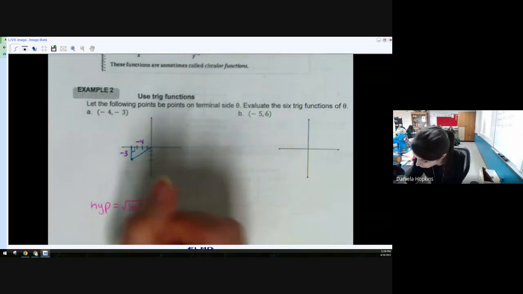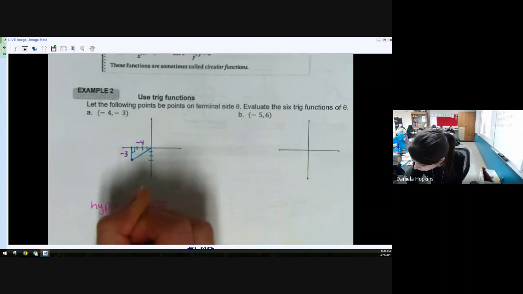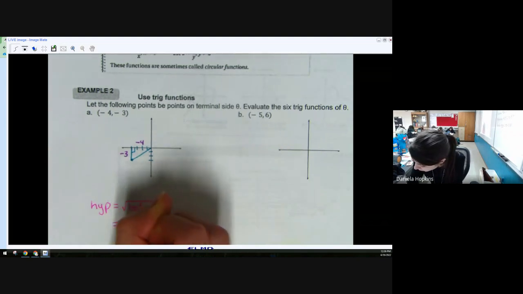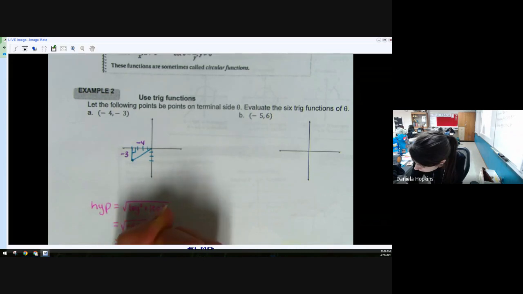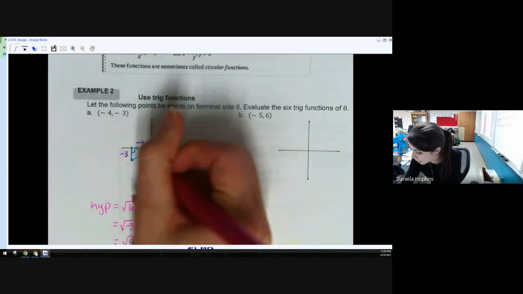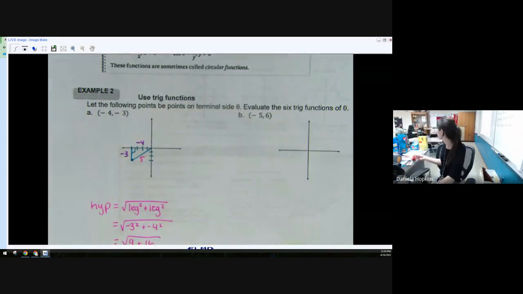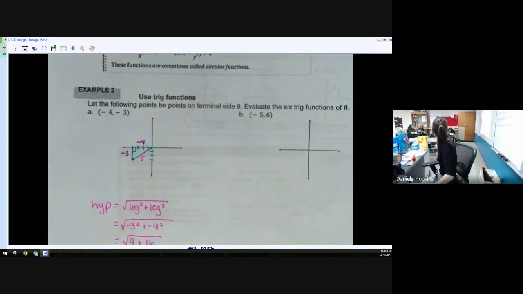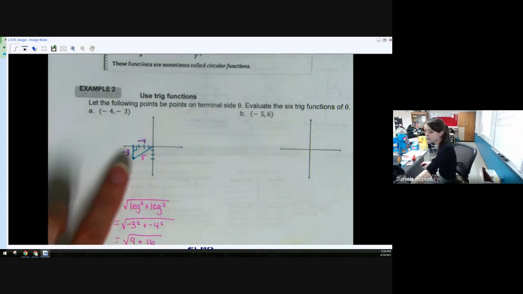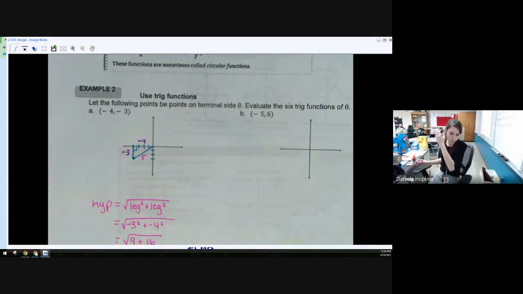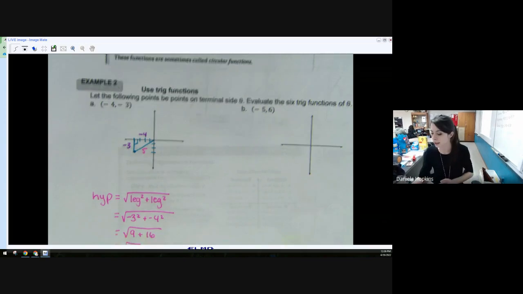If you know your Pythagorean triples, that's great. If you don't, you run through this: the square root of (-3) squared plus (-4) squared, the square root of 9 plus 16, the square root of 25, so you get 5. Maybe you recognize this is a Pythagorean triple because I have 3, 4, and 5. Notice the 5 I don't make negative, you just leave it positive. The hypotenuse is always positive. I don't know why that is, but just bear with me.